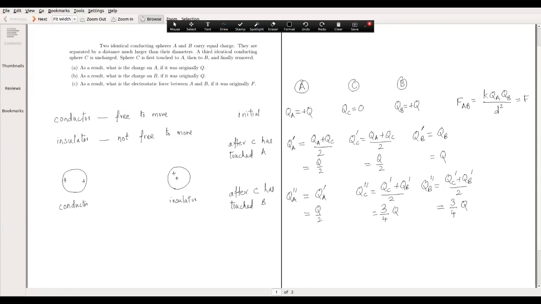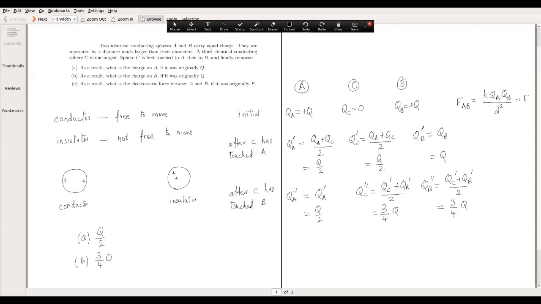At this point we can start answering the questions. What is part A? After these two procedures have been done, what's the charge on A? If it was originally Q, we started with Q, and after the two steps, we have charge Q over 2. So the part A answer is Q over 2. How much is the charge on B? That's part B, and that's 3 over 4 of Q.